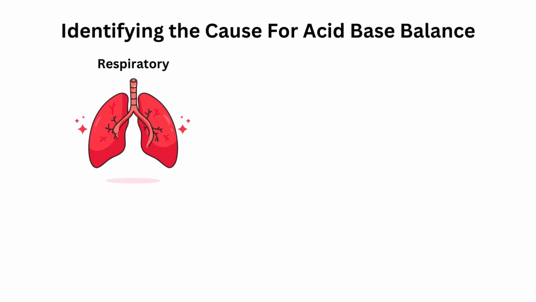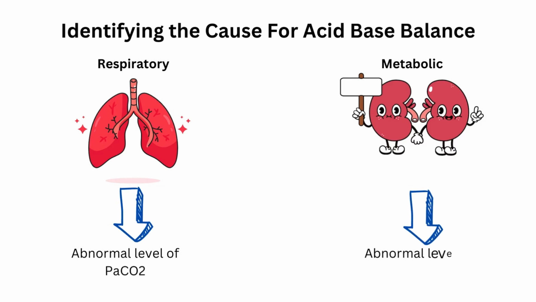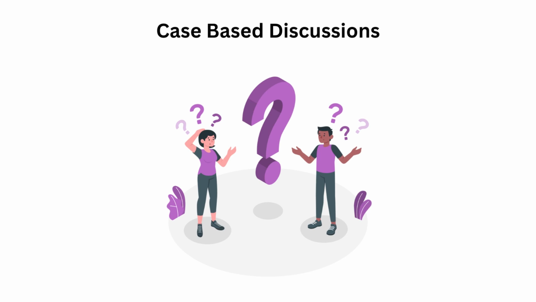Then we need to find the cause for the abnormality, whether this is due to a respiratory cause or a metabolic cause. CO2 and bicarbonate levels are useful in finding the cause. The PaCO2 level represents the respiratory functions and the bicarbonate level represents metabolic functions. Let's move into a question and start interpretation, as it's one of the best ways of learning.